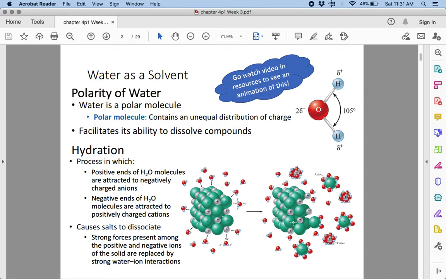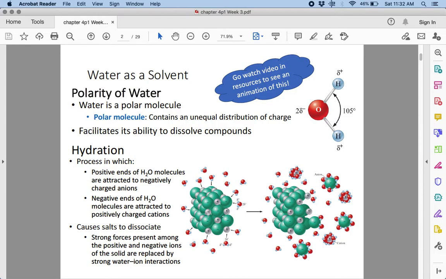Or crystal structure of this NaCl. Again, the video does a very nice job of actually showing the dynamics of this. So when we have an ionic compound that breaks apart in water, we call this dissociation, okay? So this is an important distinction.